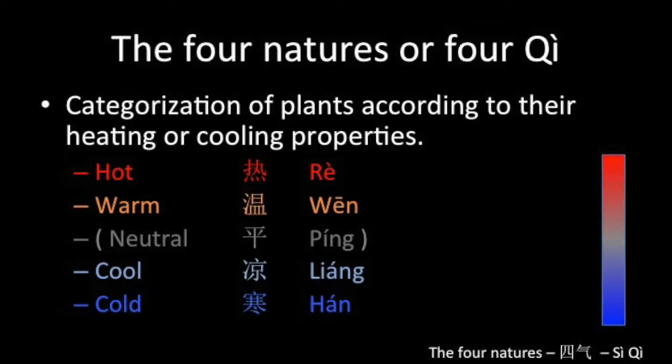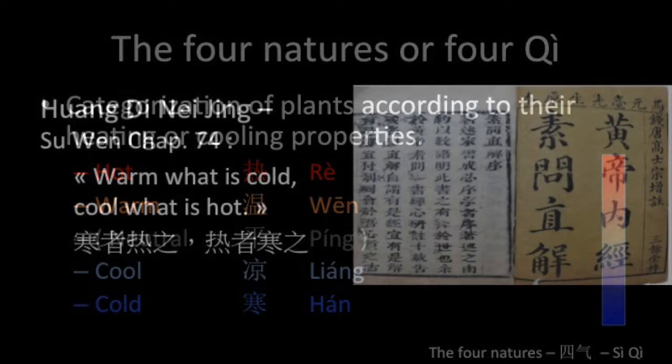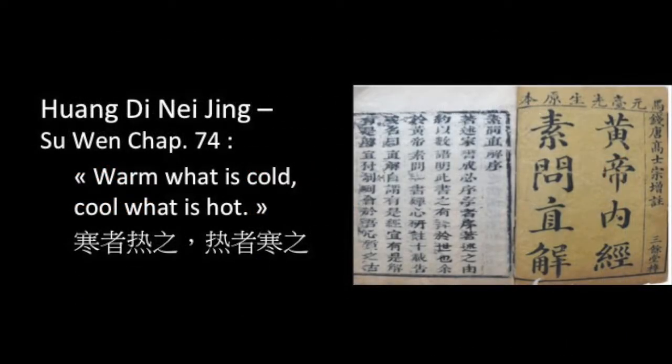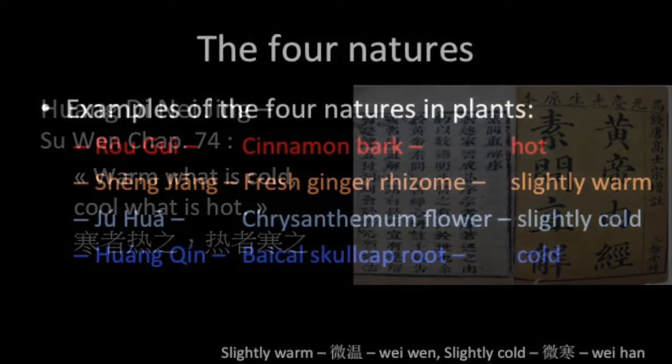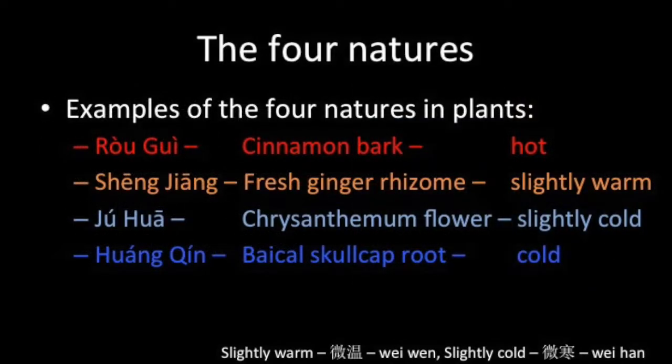The classic book, the Huangdi Jing, in its chapter, The Great Theory of Crucial Principles, states the principle of warming what is cold and cooling what is hot, and it is this balancing principle that a doctor needs to seek when treating a patient. Here are some examples of Chinese herbs that illustrate these properties. As you see, the 4 basic properties can further be distinguished by their degree. For example, the herb can be slightly warm or slightly cold.